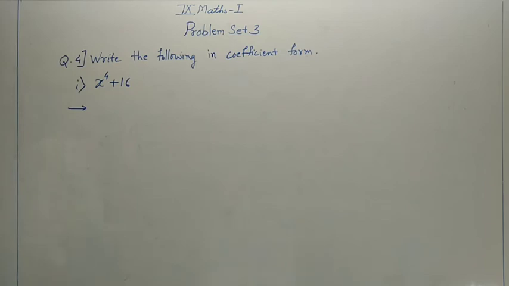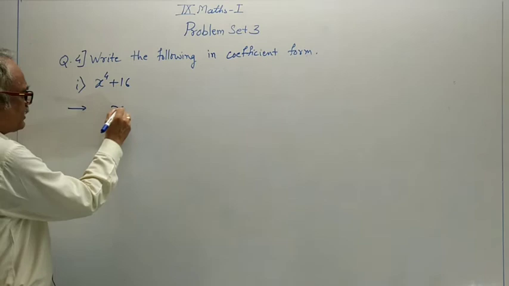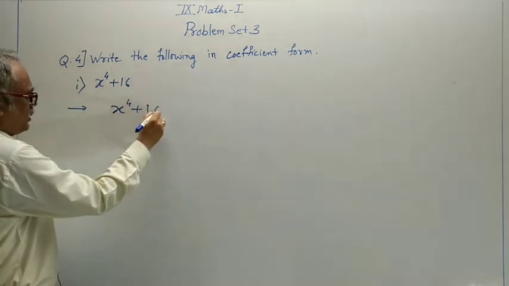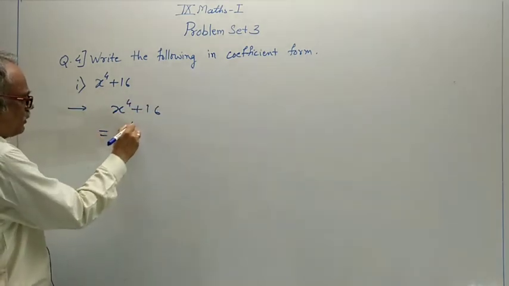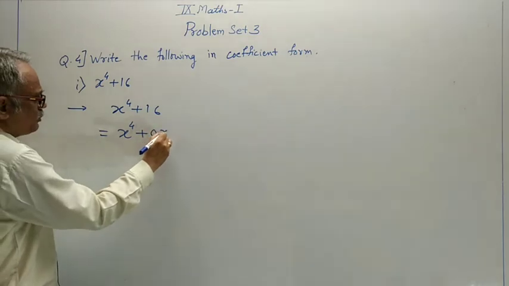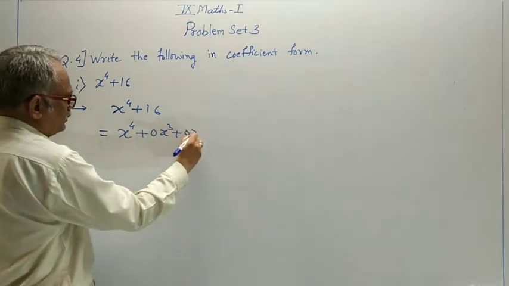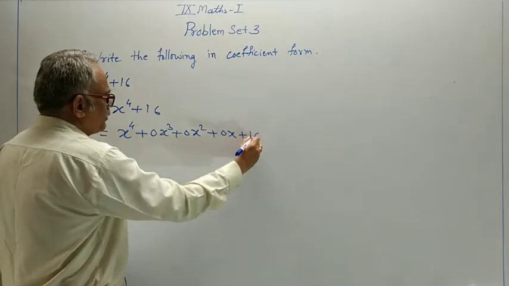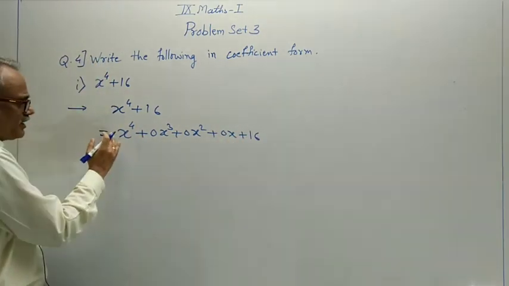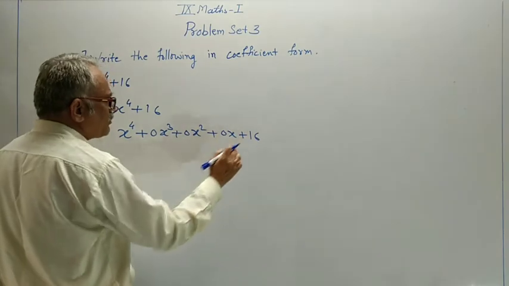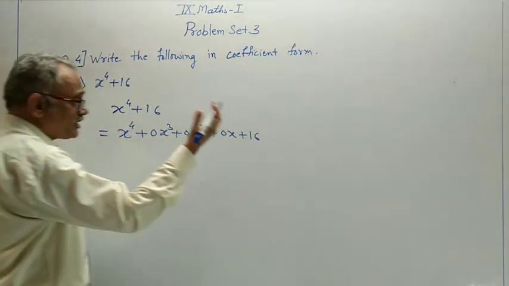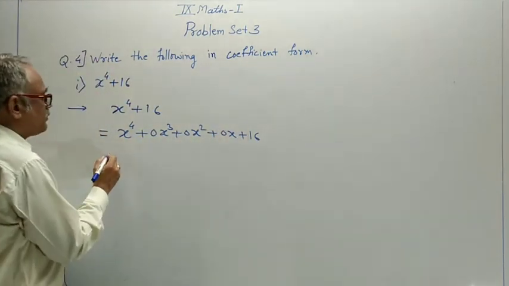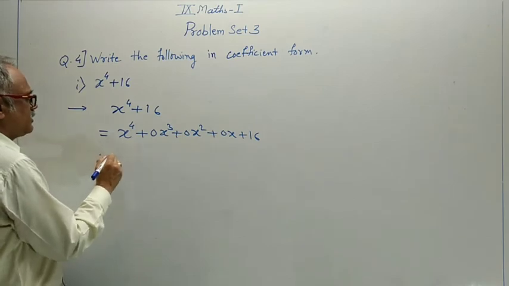Write the following in coefficient form. One by one we'll solve. It is given x raised to 4 plus 16. So it can be written along with all the terms in between with 0 coefficient. And then we can write all the coefficients. We know that we must start with the highest degree to lowest degree. Last must be the constant term. If the constant term does not exist, then we must write 0. Everything we have learned in the exercise.